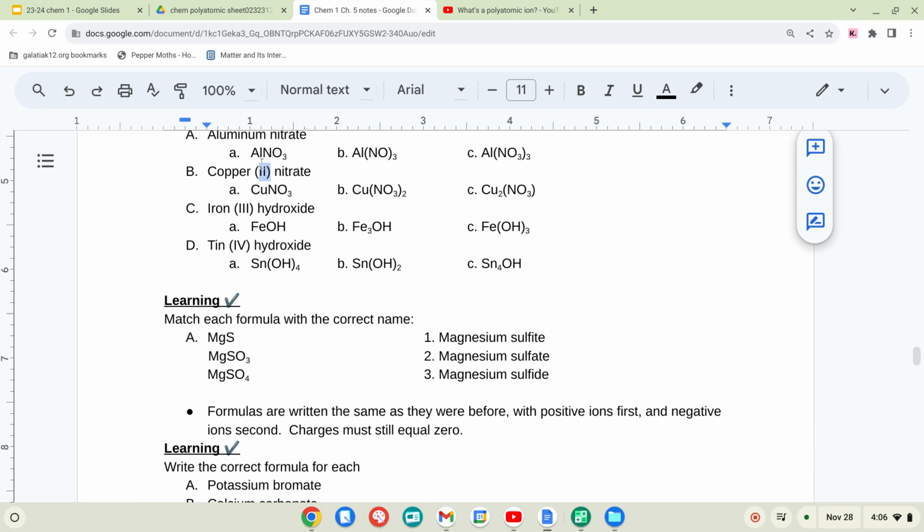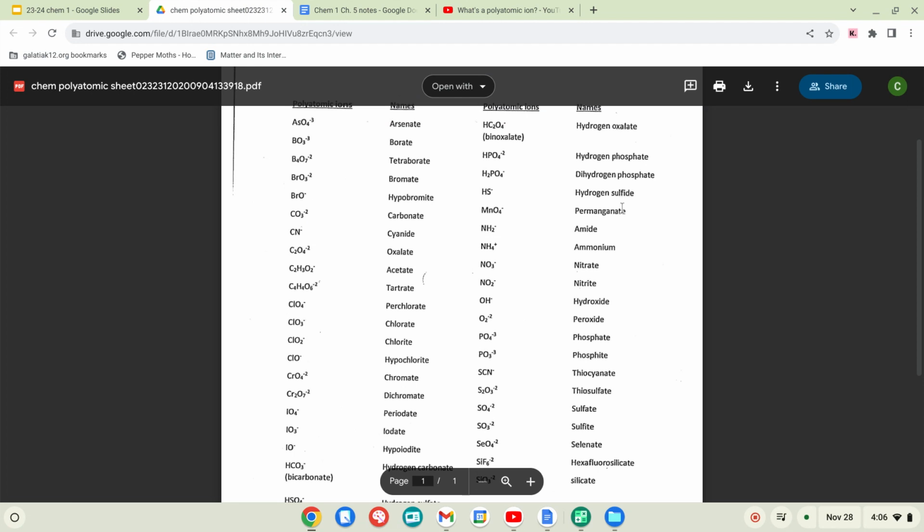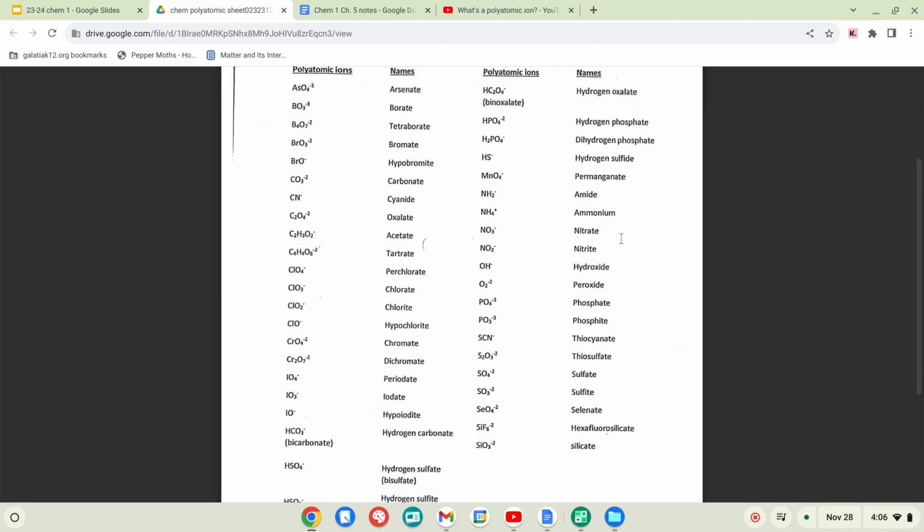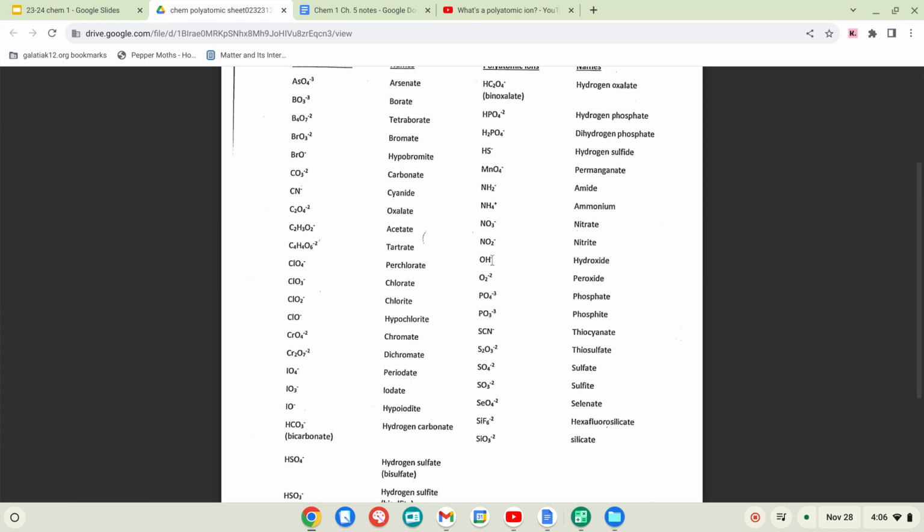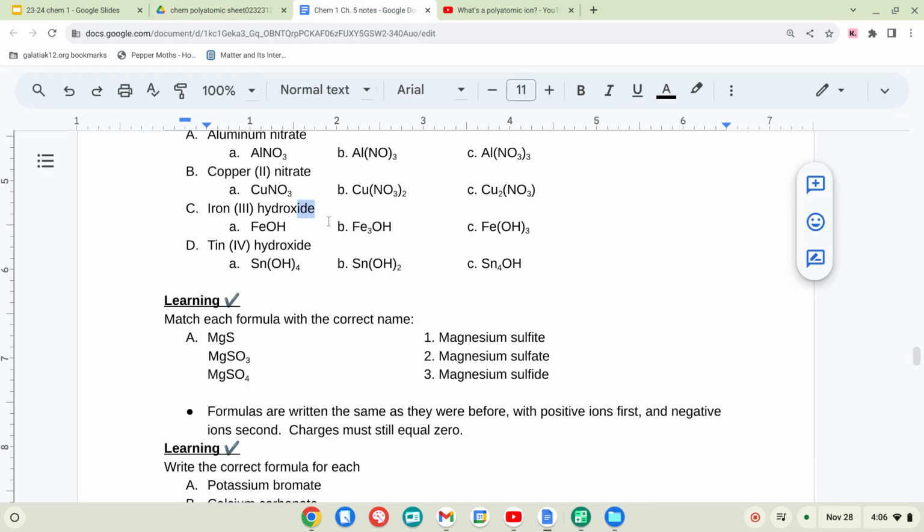On to iron 3 hydroxide. Now this is one that is tricky because it does end in IDE, but it comes off of this sheet. I'm looking for hydroxide right here. It's OH with a -1. So I've got Fe, which is a +3, and I have OH, that's a -1. So iron's +3 charge, I'm going to crisscross that to the hydroxide, which would make the correct answer C. This one is tin 4 hydroxide, so tin is a +4, hydroxide's a -1, so I'm going to take that 4 and crisscross it to the hydroxide, which would make my correct answer A.